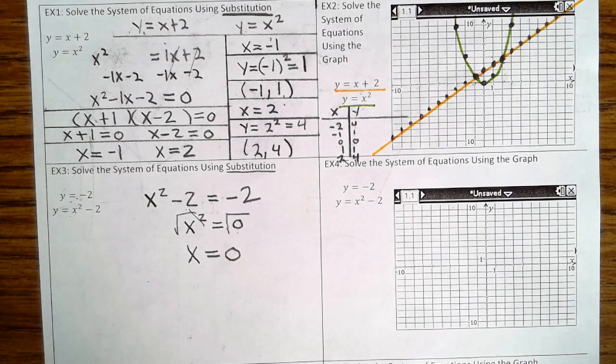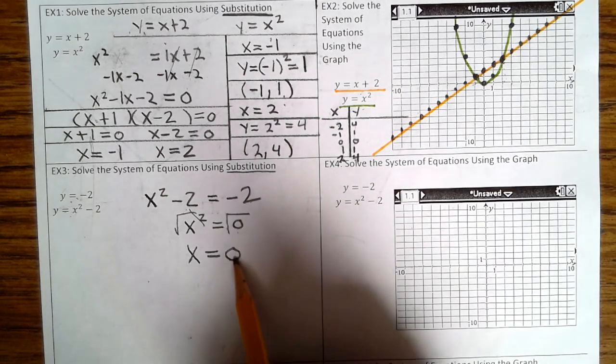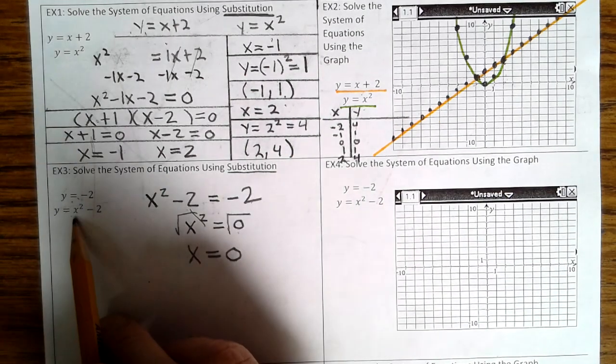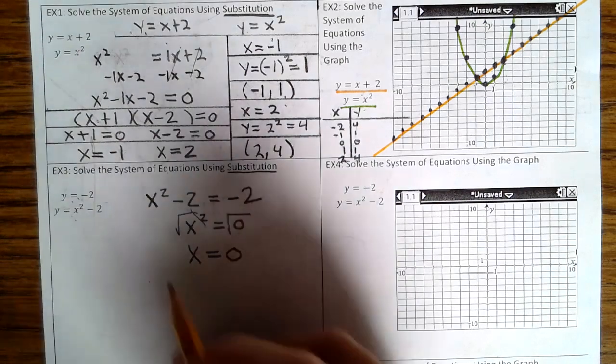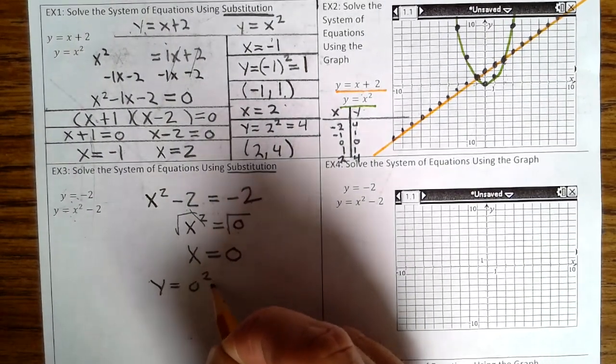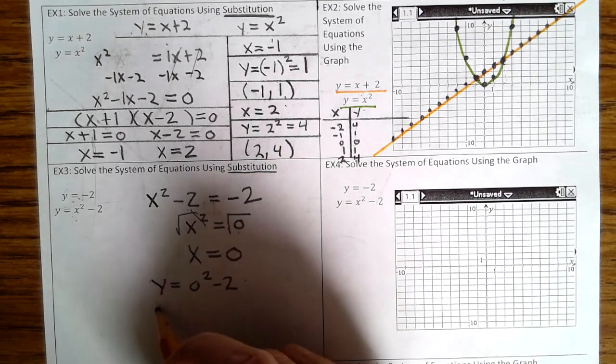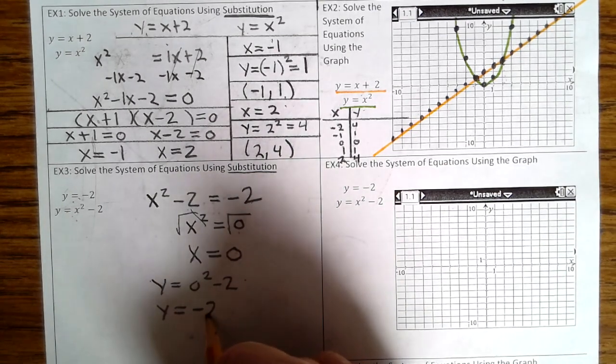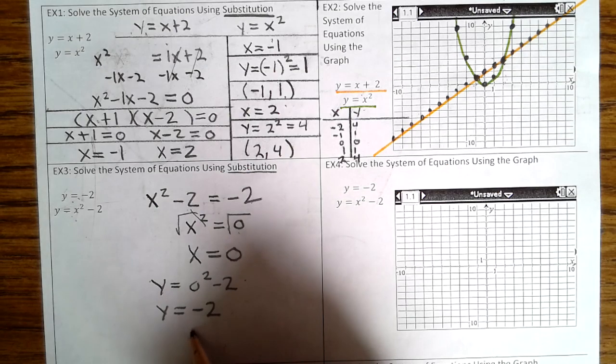Now, I'm going to substitute 0 into the second equation because that has an x, to solve for y. So that's y equals 0 squared minus 2, which equals y equals -2. So your solution is 0, comma, -2.